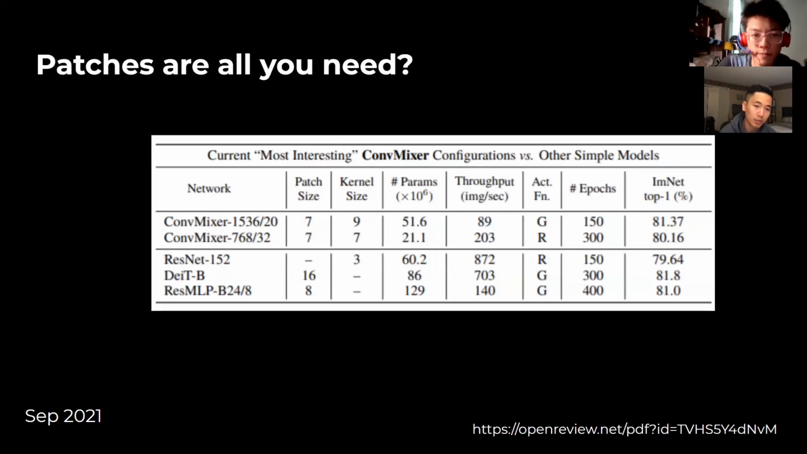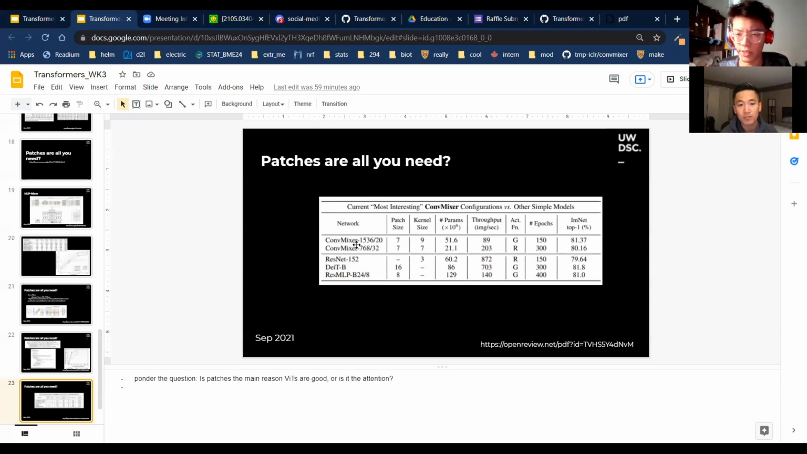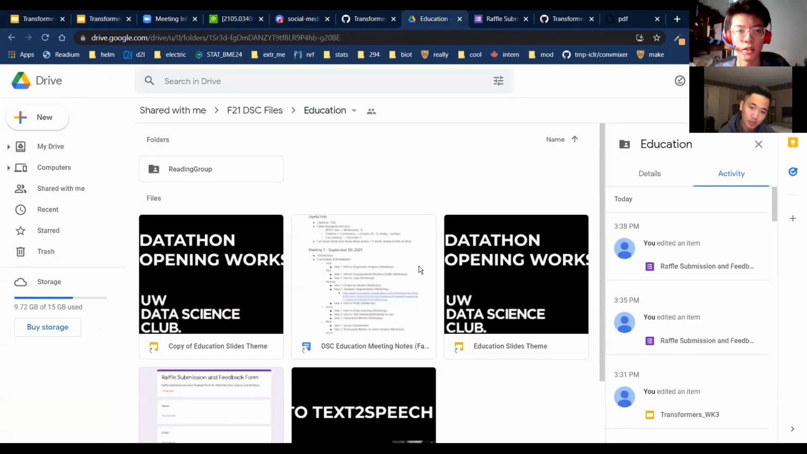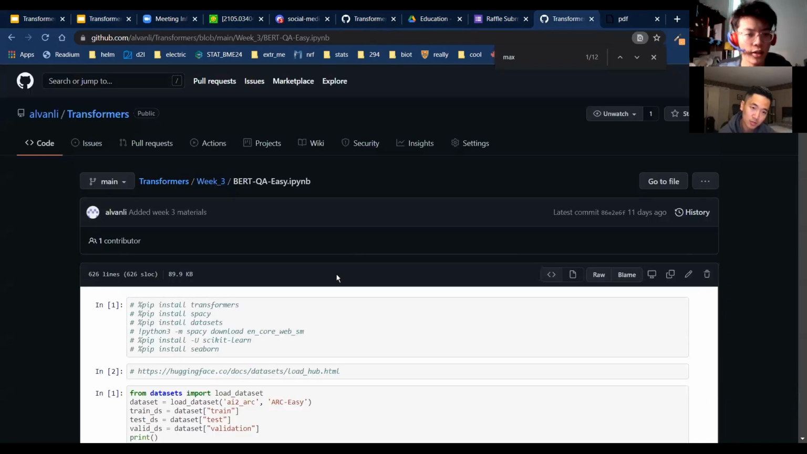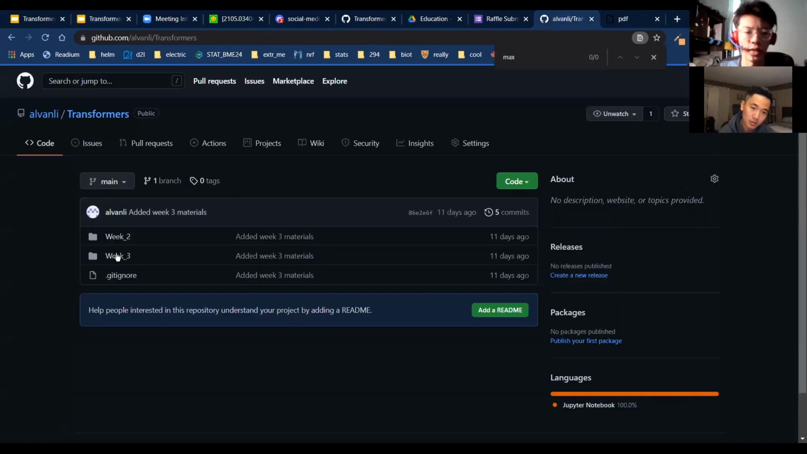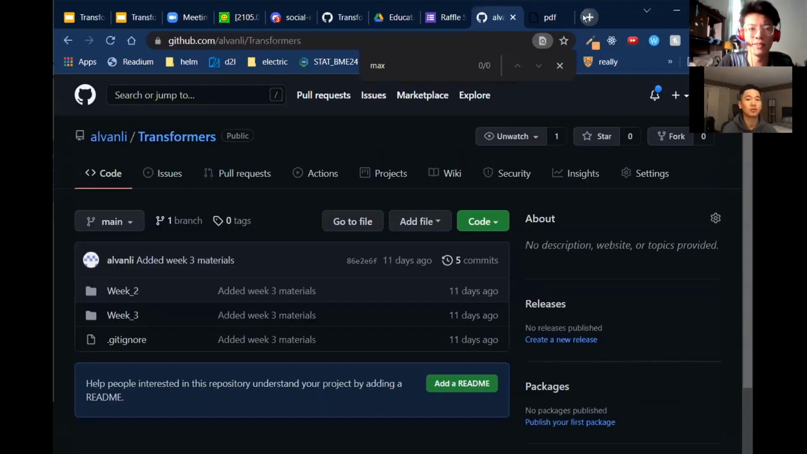So we're looking at what, like 80? Yep. Wait, what does that mean? Like 1536/20 versus 768/32. I think I made a note somewhere. It's just like depth versus number of patches, I think. I see. Interesting. I made a note here. Oh, I didn't add week 4 yet.